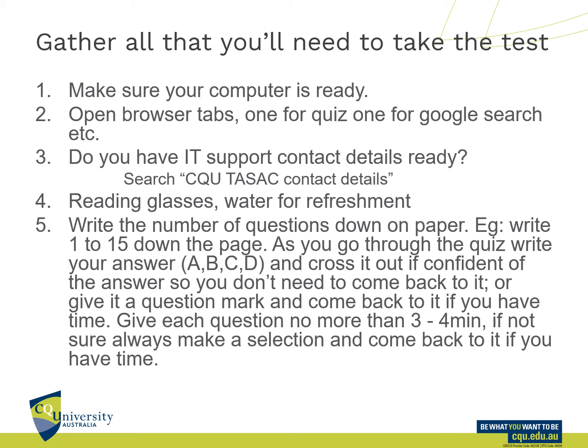Have your reading glasses ready, water for refreshment, and write down the number of questions on a paper. So you know there may be 15 questions coming up in the multi-choice. I would have a piece of paper ready, 1 to 15 written down. And then as you go through the quiz, write down your answers. But if you're not sure about what your answer was correct, then just mark that as unsure or cross out all the ones that you're really confident with. At the end of the quiz, you can then say, hey, I was not sure about questions 6 and 7. You go back to questions 6 and 7, and you can do a bit more research and think over the answers.